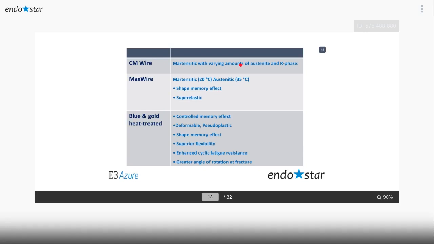and R phase. It's a file that you can pre-curve, but still not for a double curved canal, but it can be used, and it has high cutting efficiency, a high quality file, but it's only one of the generations. Max Wire, which is temperature dependent: at 20 degrees it's martensitic, and at 35 degrees austenitic. It has both shape memory and super elasticity.